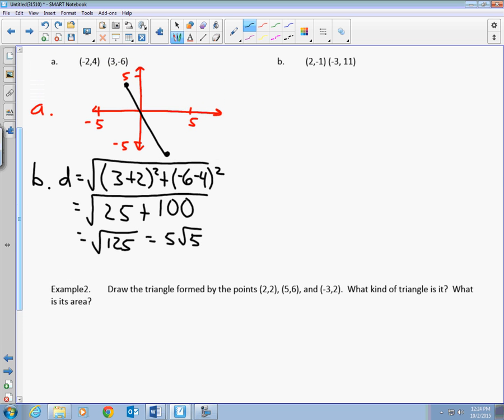Now, some of you really like to use the formula. I don't. I like to think about it as a triangle. Just think about, folks, what's the distance between negative 2 and 3? 5. What's the distance between 4 and negative 6? 10. So then I don't even write down the formula. I got 5 squared plus 10 squared, and I use the Pythagorean theorem.